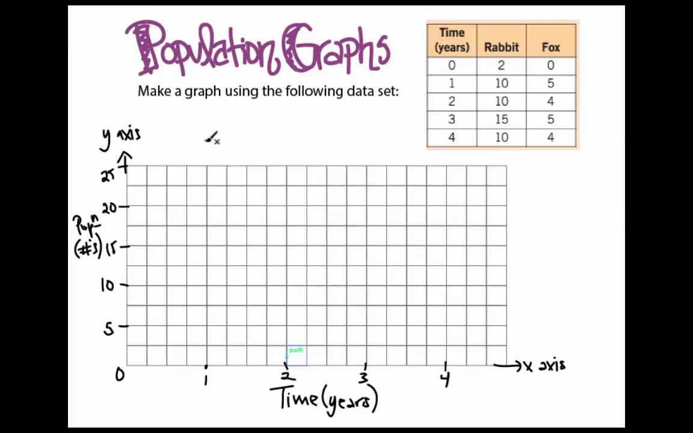Then I would come up with a title for my graph, and I know that I'm graphing the rabbit populations and the fox populations over time. So I'm just going to call it rabbit and fox population trends. The next thing I need to do is come up with a legend.